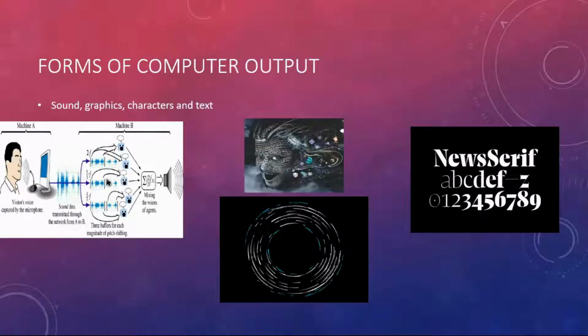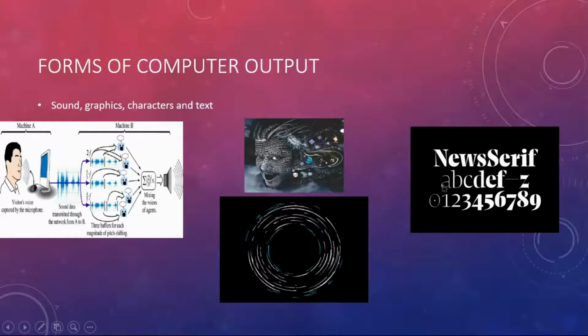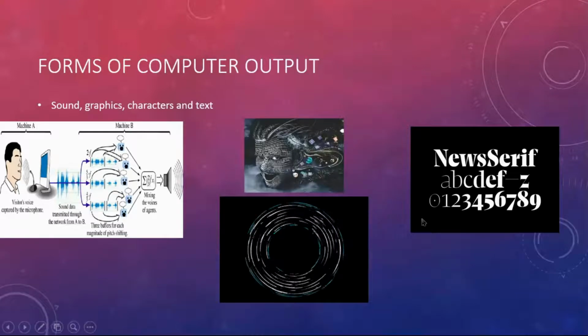Now, with sound, we're talking about sound signals being transferred from a microphone, or probably from the computer, to a device which will be able to echo this sound out, or make it be heard. So the characters and text are also a form of computer output we normally use.